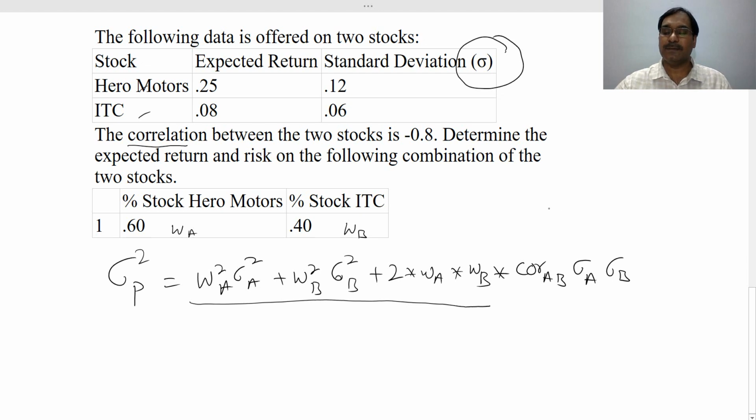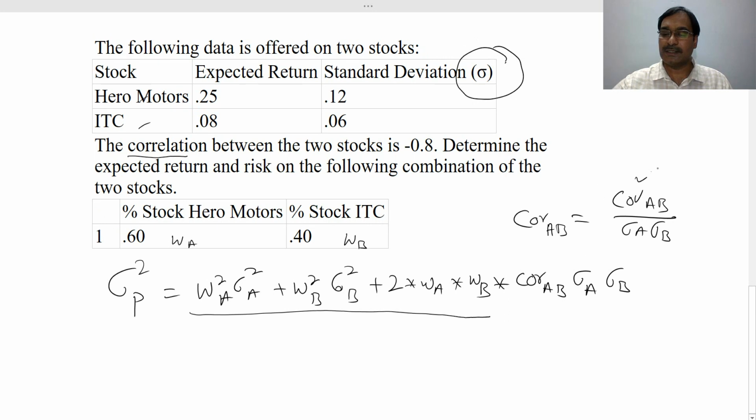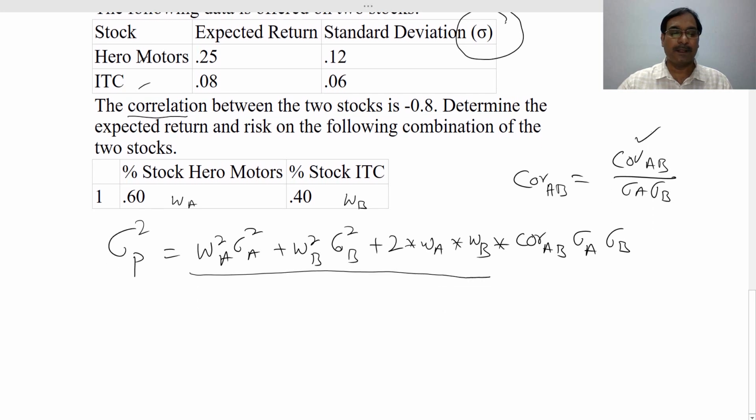Correlation between A and B equals covariance of AB divided by standard deviation of A times standard deviation of B. In the previous video we used the covariance. Now, instead of the covariance, this time we are using the correlation of AB and the standard deviation of A and standard deviation of B.